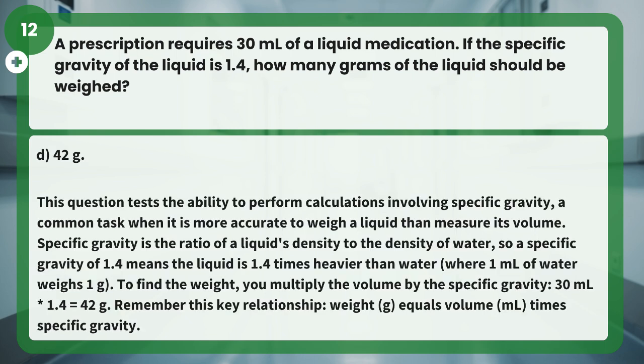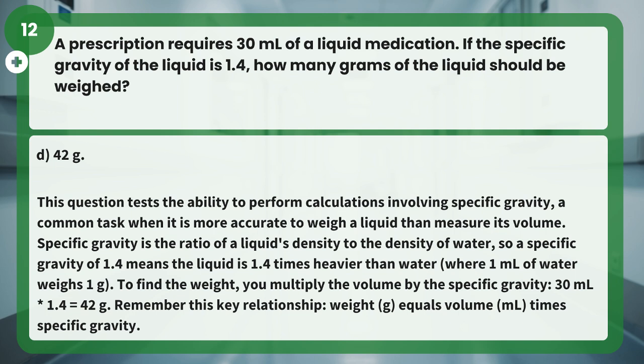Answer: D. 42 g. This question tests the ability to perform calculations involving specific gravity, a common task when it is more accurate to weigh a liquid than measure its volume. Specific gravity is the ratio of a liquid's density to the density of water, so a specific gravity of 1.4 means the liquid is 1.4 times heavier than water, where 1 milliliter of water weighs 1 g.